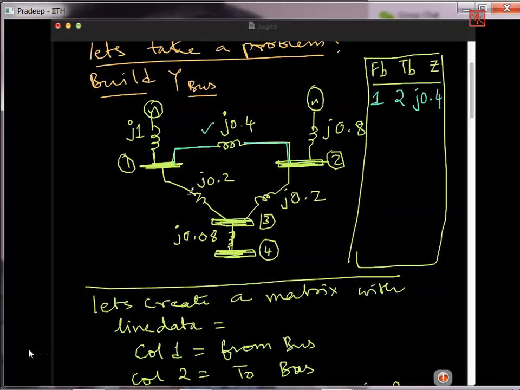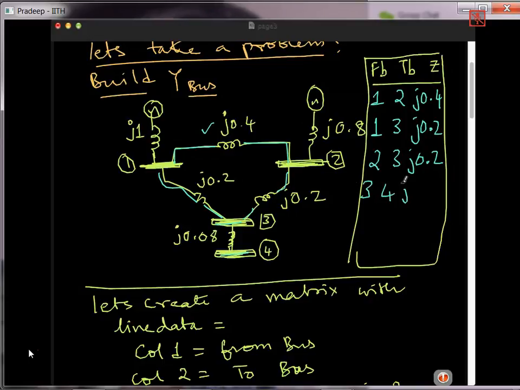Next, look at this line. 1, 3 and j0.2. So 1, 3, j0.2. This line is completed. Then this line, 2, 3, j0.2. This line is completed. Then this line is between 3 and 4. So 3, 4, j0.08. This part is also completed.